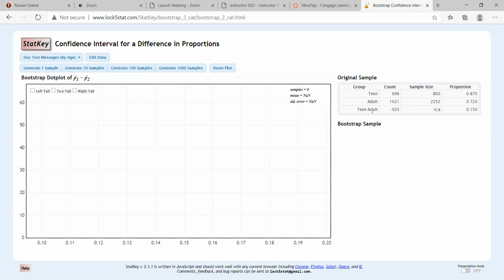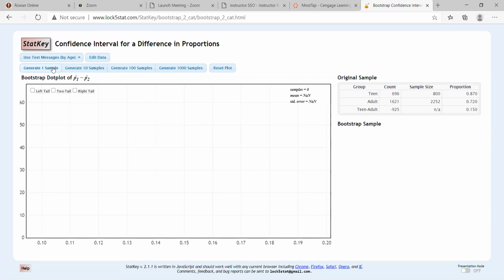So teen minus adult, if we subtract their proportions, which is really the only category that counts here, we see 0.87 minus 0.72 is 0.15. And that is the difference between the proportion of teens who use text messages and the proportion of adults who use text messages. 15% more teens use text messages than adults, according to these samples. So this would be the sample difference in their proportions.